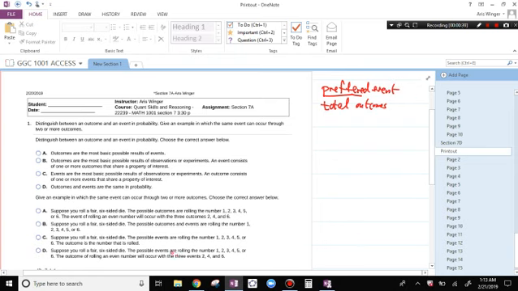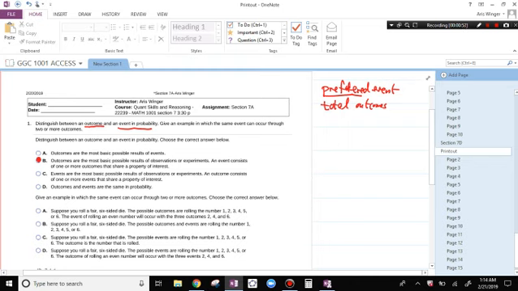Distinguish between an outcome and an event in probability. Outcomes are the basic possible results of observations or experiments. An event consists of one or more outcomes that share a property of interest. So I'm going to be asking for the event that I like out of the total number of possibilities.